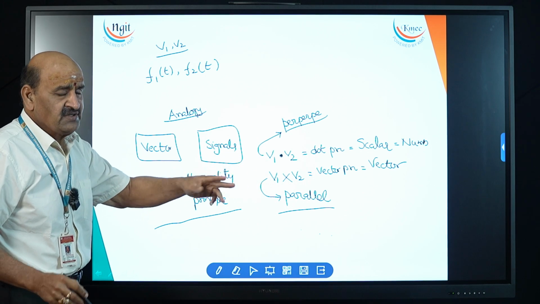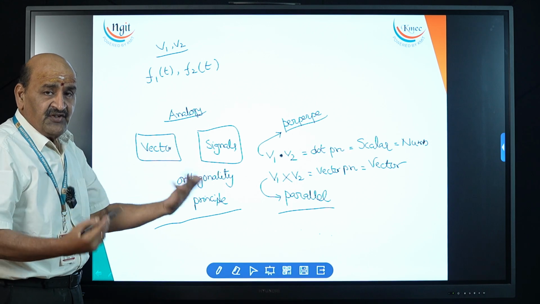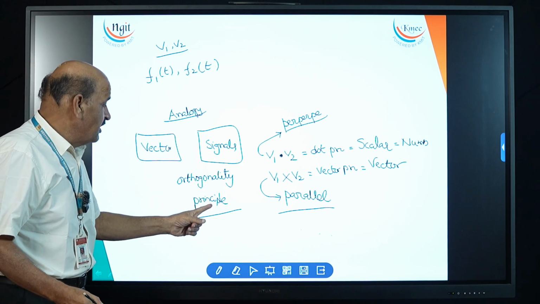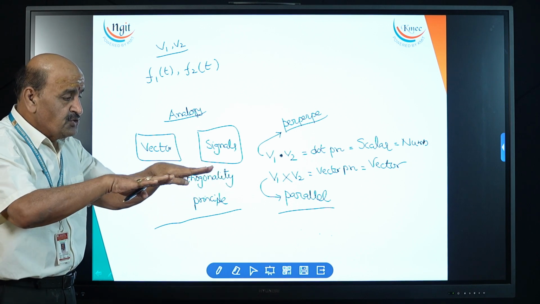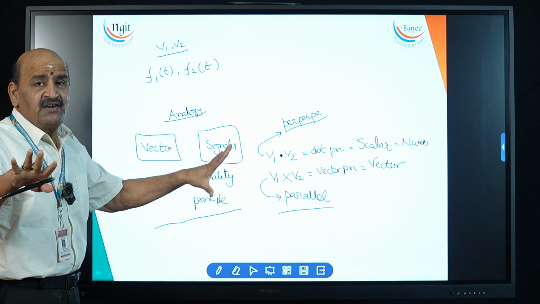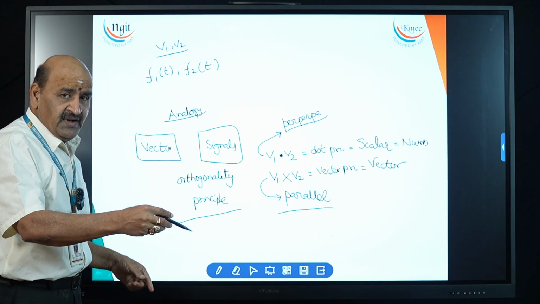Only one or two points, not more than that. Taking all this into consideration, in the very next session we are going to discuss the orthogonality principle of signals. Then we will prove that these two are the same on the basis of orthogonality. For that purpose we discussed this so far. The remaining content we will be discussing in the next session.